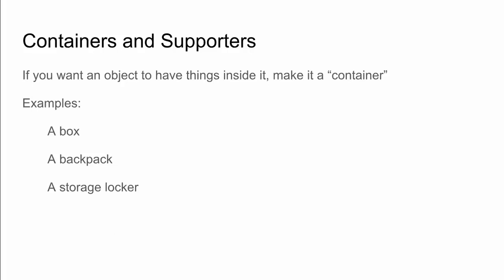So examples of containers would be a box, a backpack, a storage locker, a treasure chest, something like that. Anything that you could put something in is a container. And containers can be open or closed. Those are other checkboxes. But if you can put something in an object, it's a container.